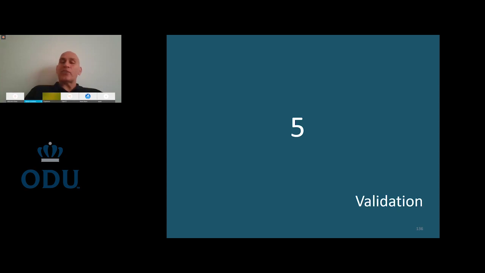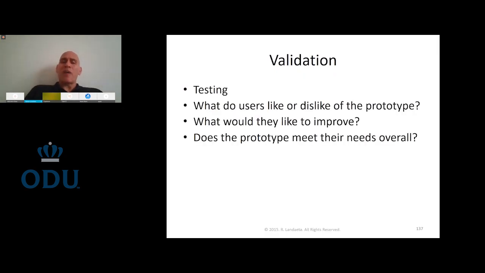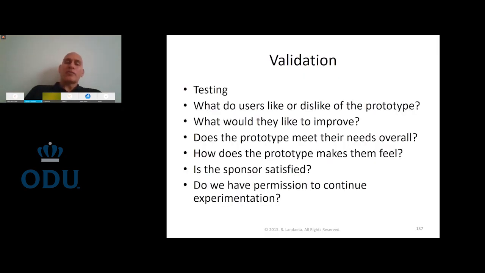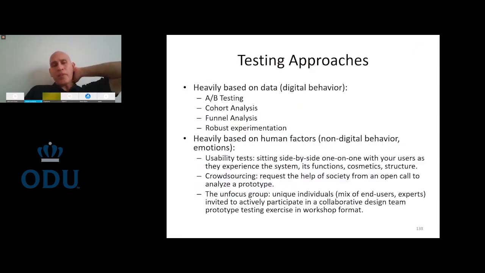Finally, is your validation. So is your customer happy with it? How do we know that? Put the product out and see if it does what everybody's expecting. And tweak it if not. Ask the customers what happened. Is it really fitting your needs? There are different ways in which these are actually done: A/B testing, cohort analysis, funnel analysis, and actually robust experimentation.